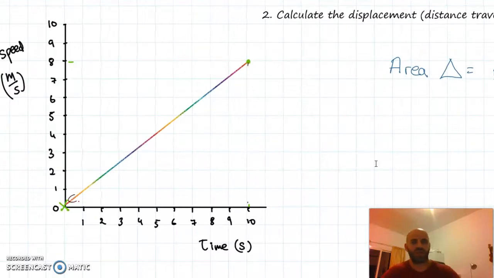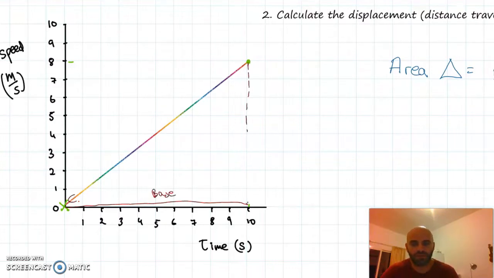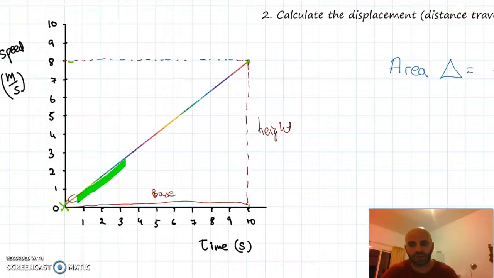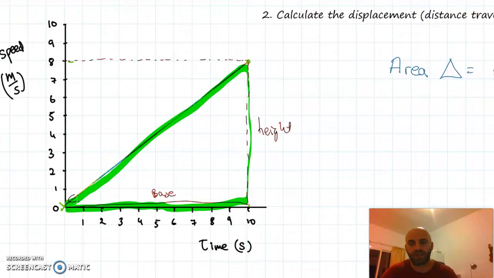So if I take the base of the triangle, this one here would be the base, I guess. It doesn't really make a difference which one you call the base. This one will be the height. Again, it doesn't really make a huge difference which one you call the height. Okay, so just remember it's this area here that we're trying to work out, the area from here down to here. It is not the area on the other side of this, so it's not over here.